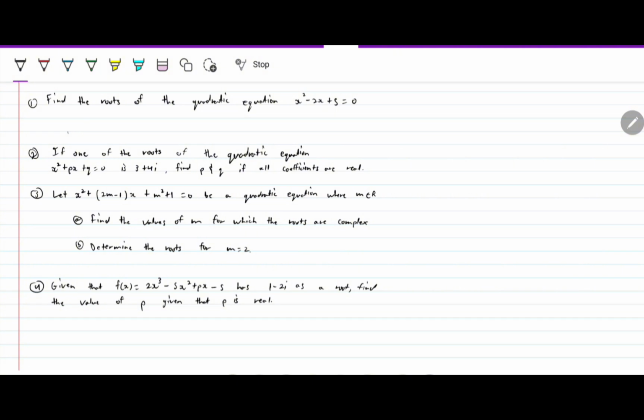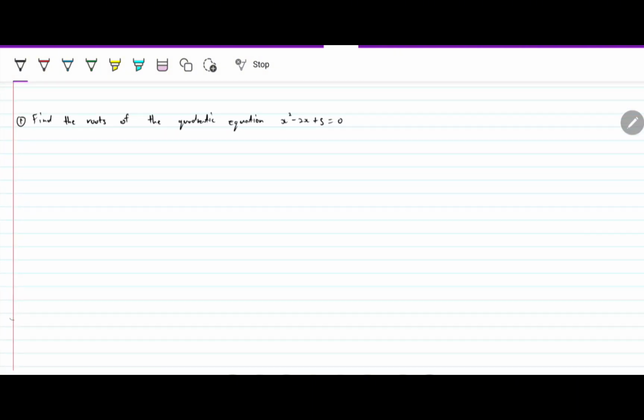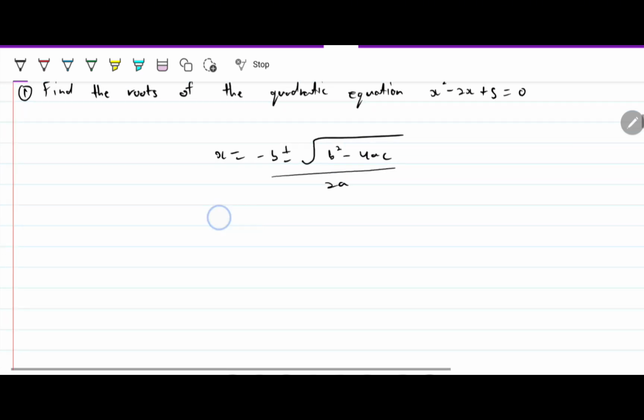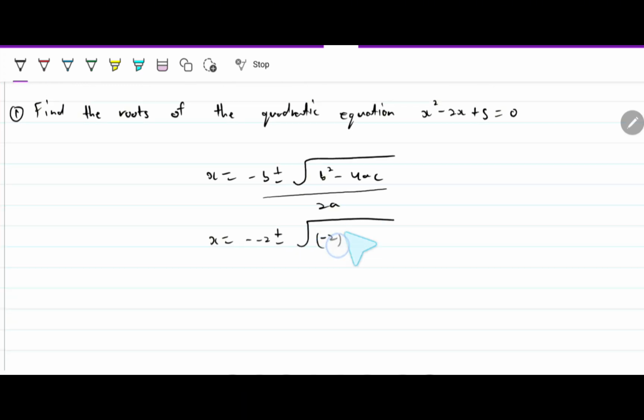First question, we have to find the roots of the quadratic equation x squared minus 2x plus 5 equals 0. This is easy. I'm just going to go ahead and use the quadratic formula. We know that x is equal to negative b plus or minus the square root of b squared minus 4ac, all over 2a. Here, minus b will be minus 2 because b is minus 2, plus or minus the square root of b squared, which is minus 2 all squared, minus 4 times a is 1 times c is 5, all over 2a.